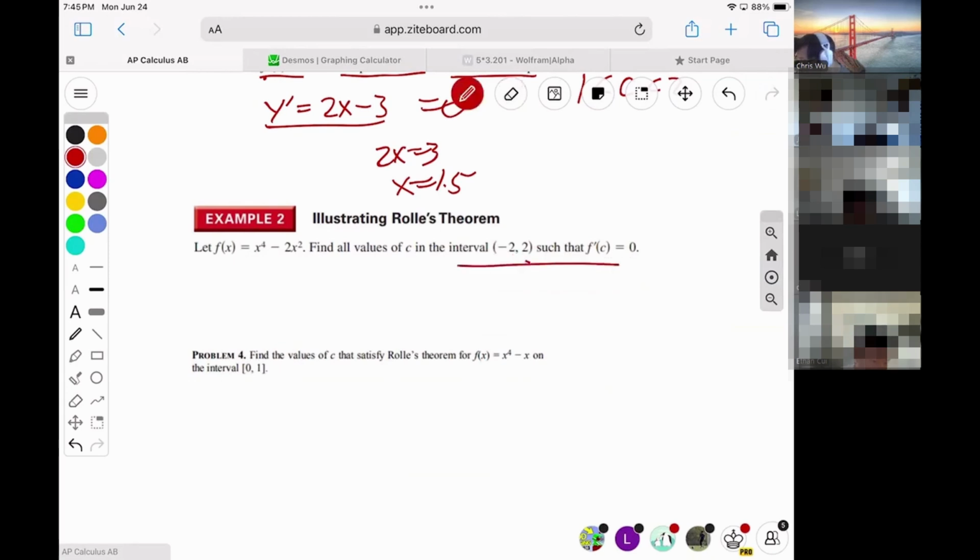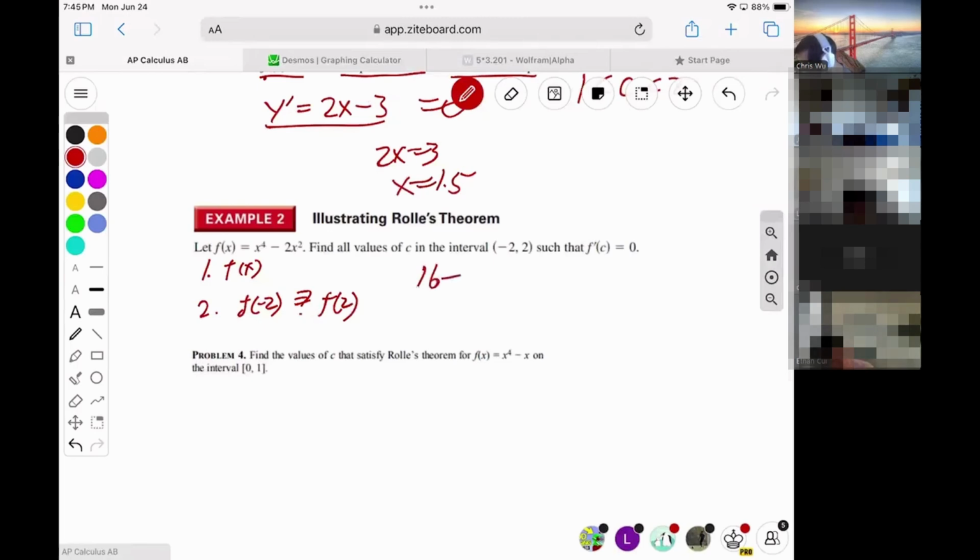So how do we use this? We can say, okay, this sounds like Rolle's theorem. So what are Rolle's theorem's criteria? One, is f of x continuous? Yes, that's a continuous function. Is it differentiable? Yes, it is differentiable. So I'm good with the first criteria. Second criteria, is f of -2 the same as f of 2? Well, let's try. f of -2 is going to give me 16 minus 8, equal to 8. And then f of 2, same thing, because this is an even function, right? So this is going to be 16 minus 8 equals 8 as well. So yeah, they're the same value.